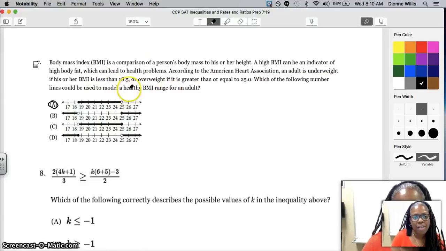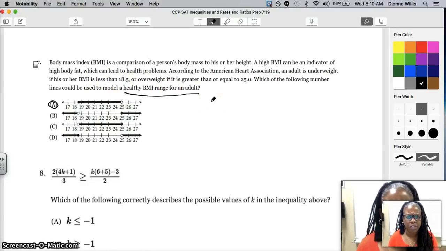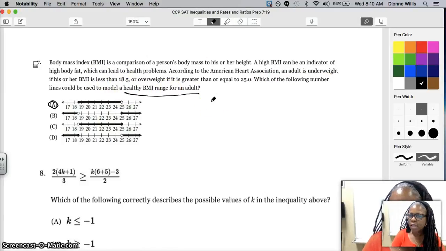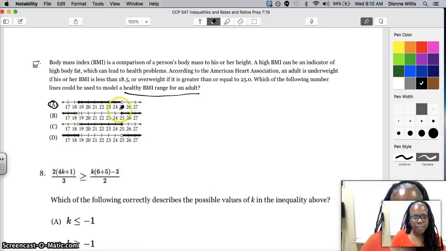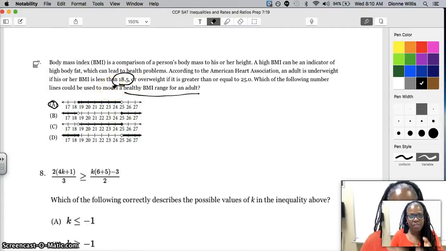So the underlying bit of information is that we're looking for somebody healthy, and somebody underweight is therefore considered not healthy, and somebody overweight is therefore considered not healthy for the context of this problem, right? So if we know that an adult is underweight if they are less than 18.5, 18.5 is going to seem like a cutoff for health, right? So if you're 18.5, that's the lowest you can go.